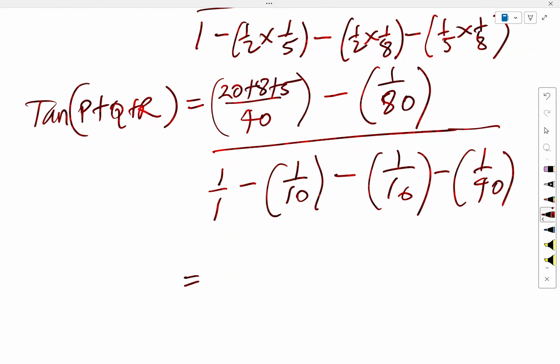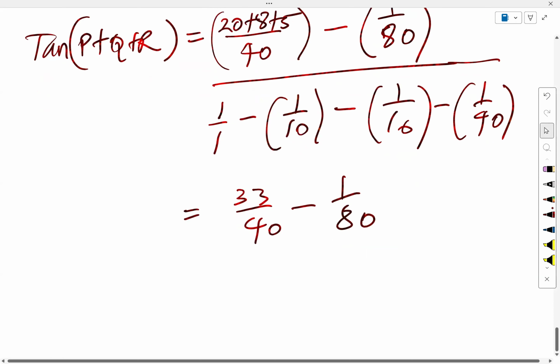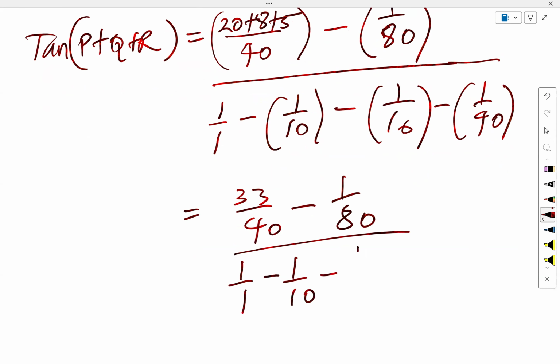Well, something else we can do is this. Well, let me just keep going, no problems. So this is 33 over 40 minus 1 over 80. Then this is 1 over 1 minus 1 over 10 minus 1 over 16 minus 1 over 40.